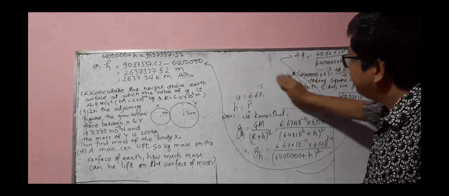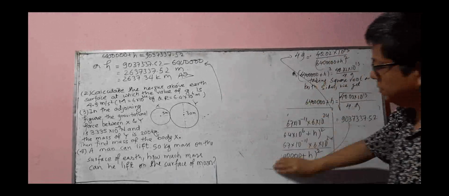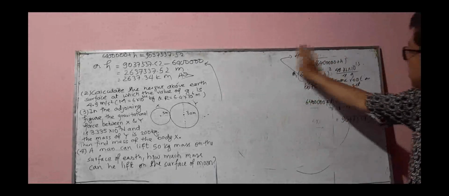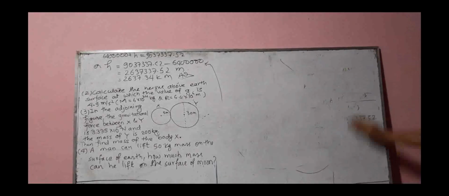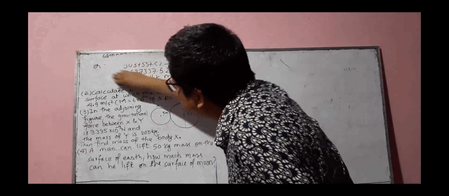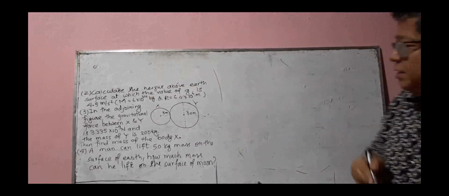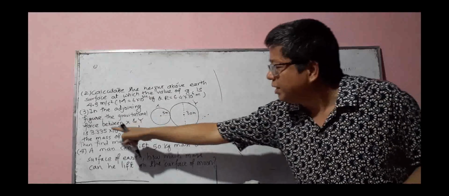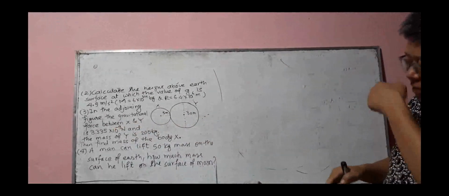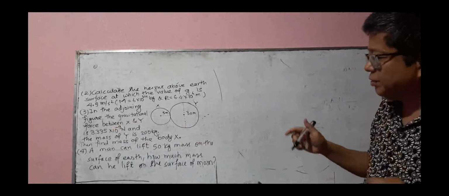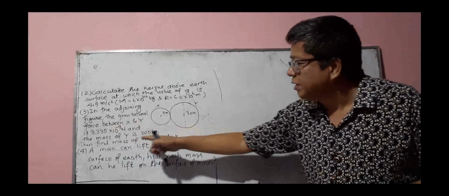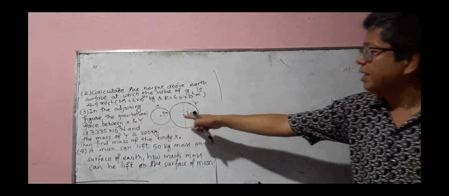Now we have another problem to be solved, that is question number 3. Look at that question 3. In the adjoining figure, the gravitational force between x and y is 3.335 times 10 to the power minus 9 Newton, and the mass of y is 200 kg. Then find the mass of the body x.